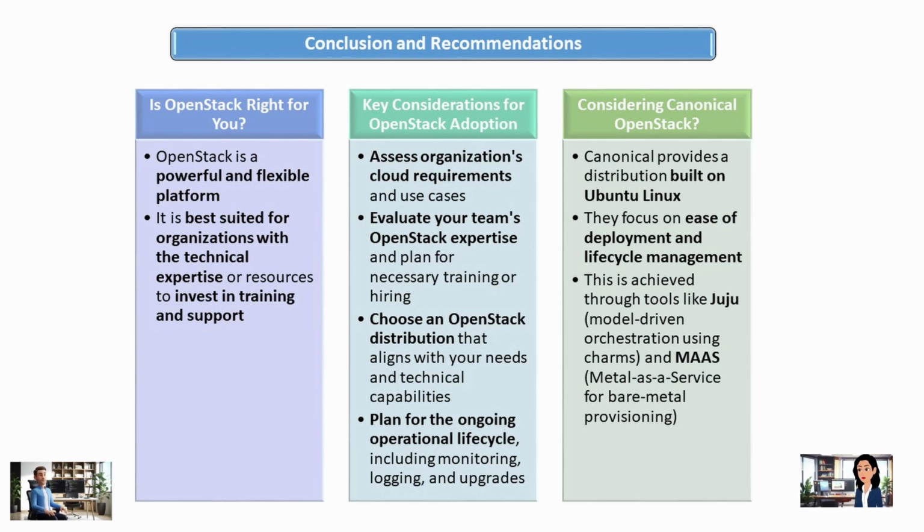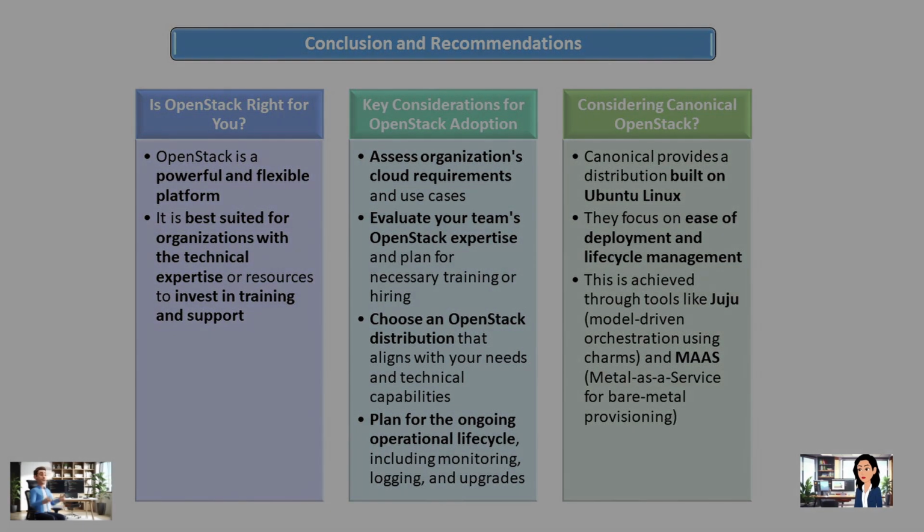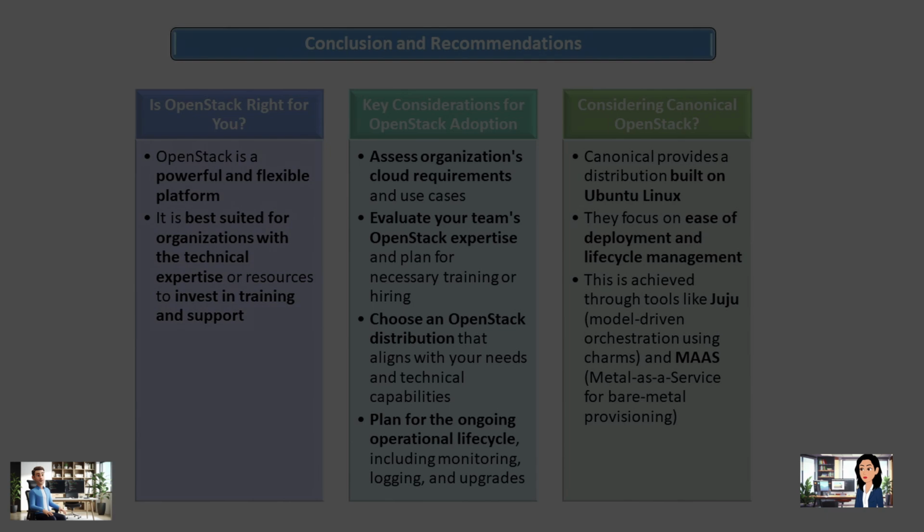The key is do your homework. Really assess your specific needs and constraints. Be honest about your team's capabilities. Choose a distribution, and we've highlighted Canonical as a strong option that focuses on operations. And really plan for day 2, the ongoing management.